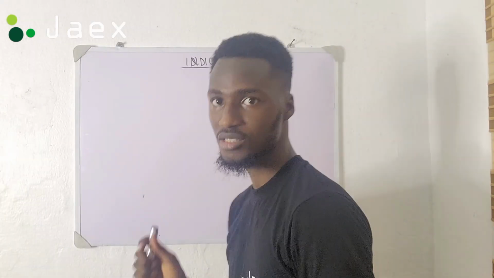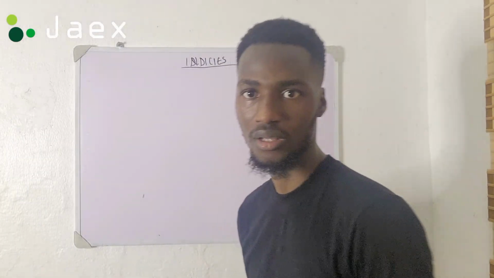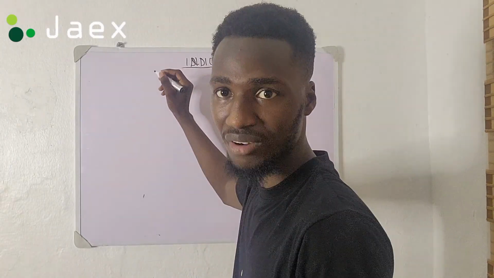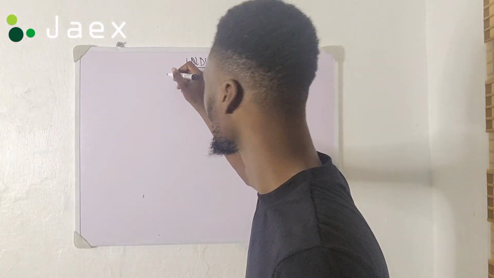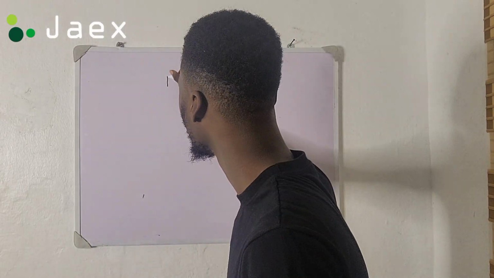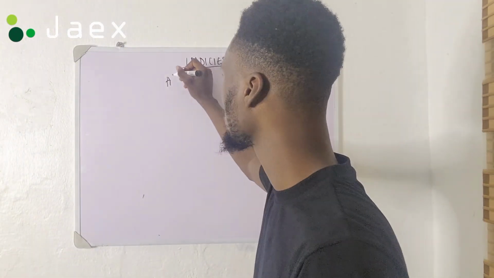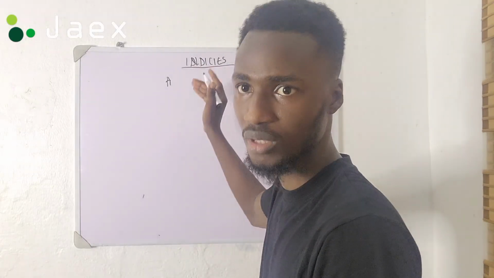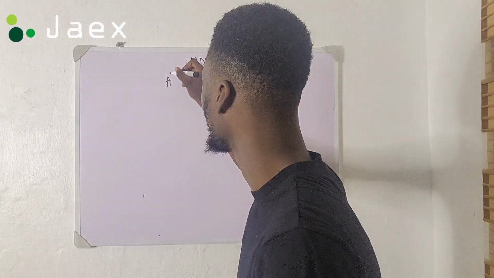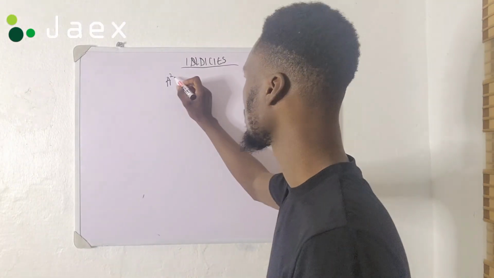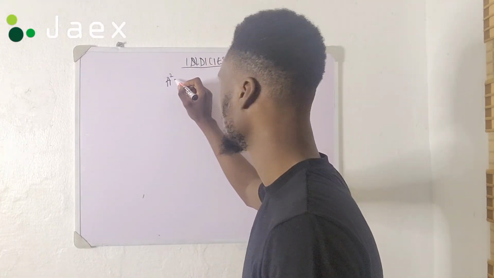Now indices is a topic that simply has to do with power. What do we mean by power? The power of an alphabet or a letter simply means the superscript at the top of that letter or number. For example, if we have a raised to the power 2, you see the superscript 2 here. This is the power.